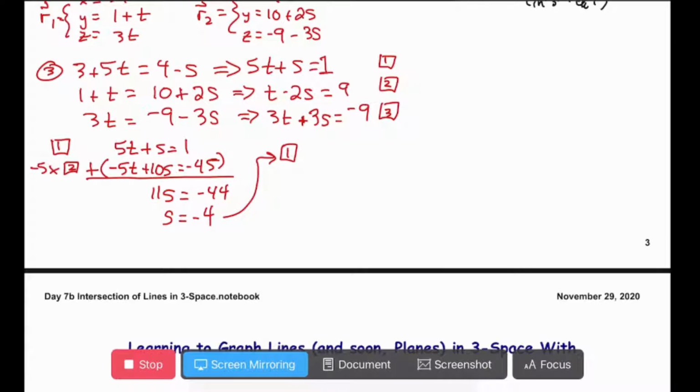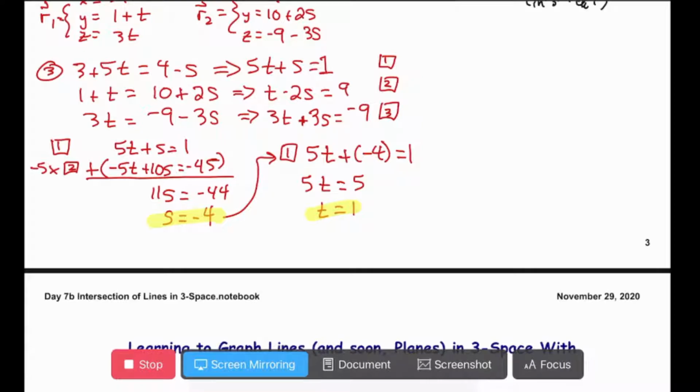So, not 4t, 5t plus s, which we just said was -4, equals 1. 5t equals 1 plus 4 is 5. So t equals 1. So I have defined or solved for each of my parameters.